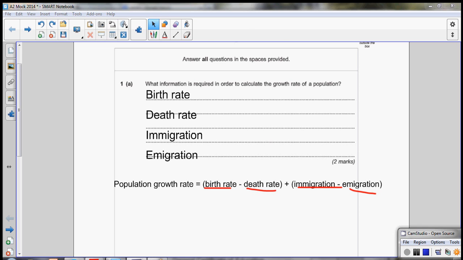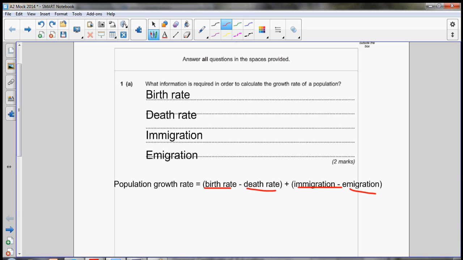Now in reality the examiners actually only gave you marks for the first 2 of these. So there was a mark for birth rate and there was a mark for death rate. There weren't any marks for immigration and emigration, but on previous questions of this type on other papers there have been marks available for those points, so I'd still put that information in there.